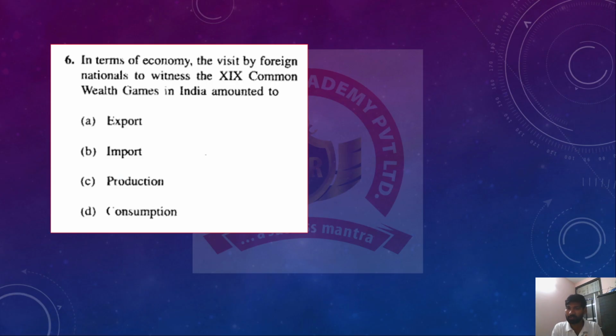Yesterday I gave you a question, the 2018 UPSC previous year question. The correct answer for this question is yes, it is considered as an export.